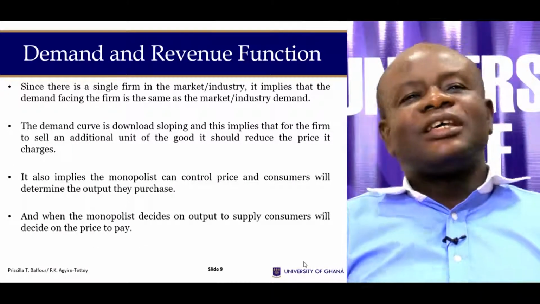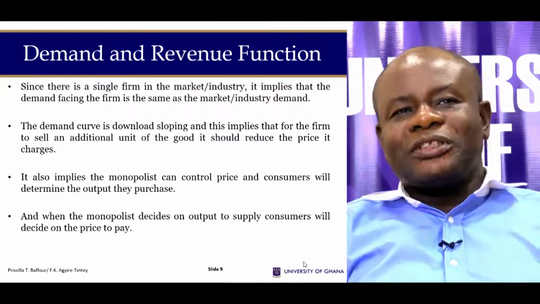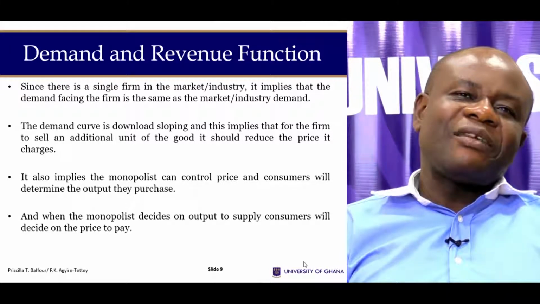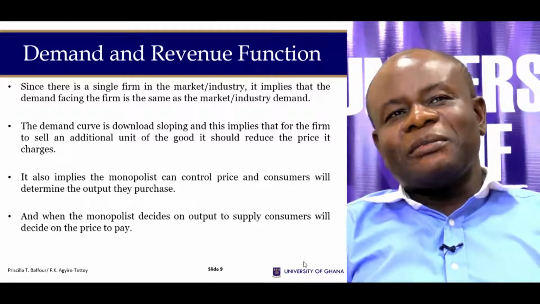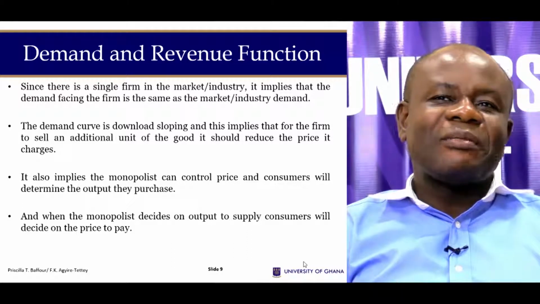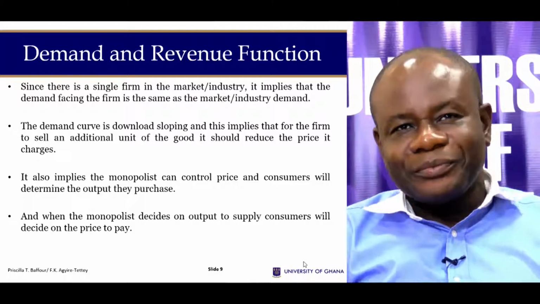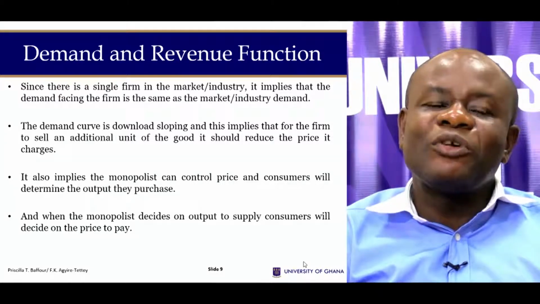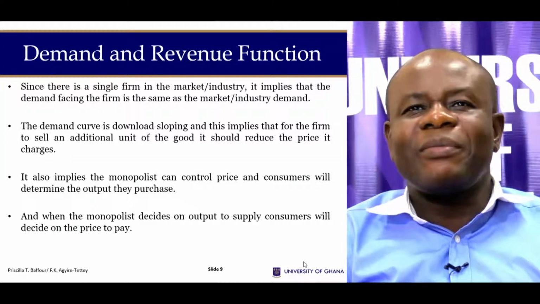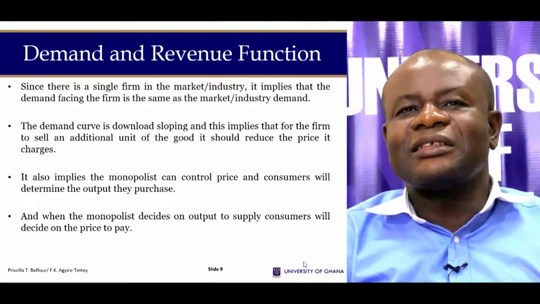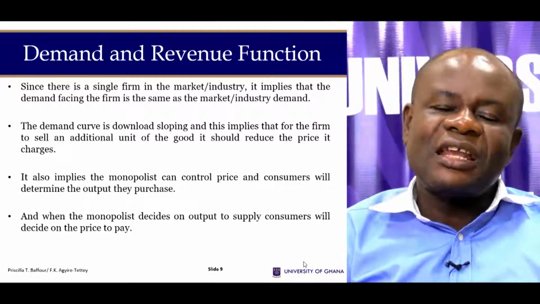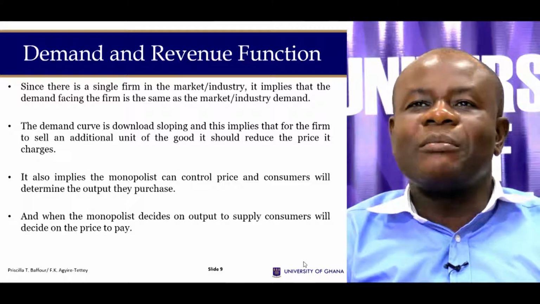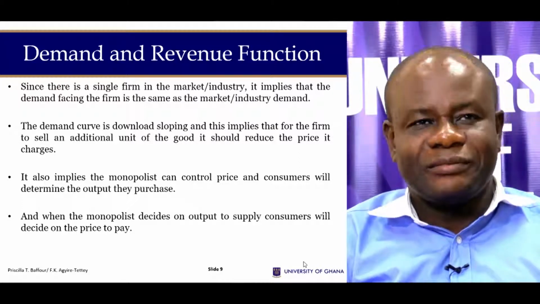Now let's try to derive the demand for our monopolist. Remember, we've said that the demand for the monopolist is the same as the market demand. So if we derive the demand for the firm, we have to also derive the demand for the market. Our monopoly demand curve is downward sloping, unlike the perfectly competitive market demand. The demand here is downward sloping, which means that for every additional unit of the commodity that the producer wants to sell, the producer must be willing to reduce the price.